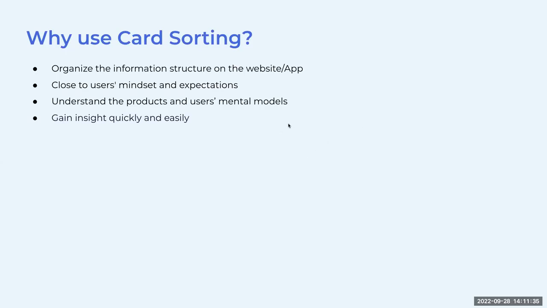Now, there are three types of card sorting: open, hybrid, and closed. Closed is where we provide them the categories under which they will need to categorize the options. And then there is open, where they decide what category they want to assign the options to. And then there is hybrid.